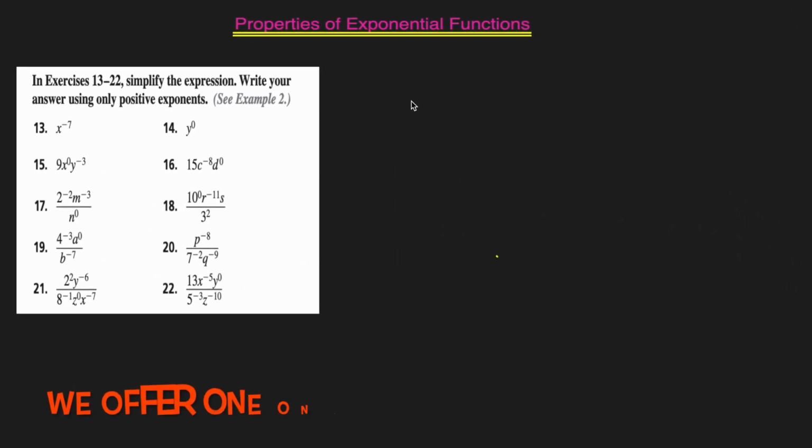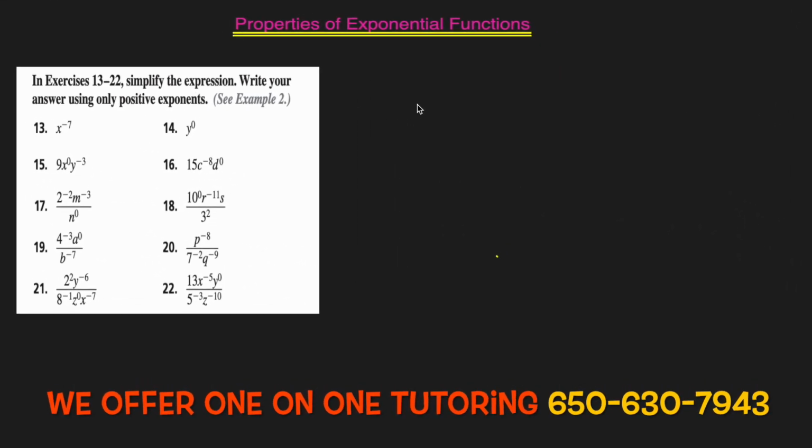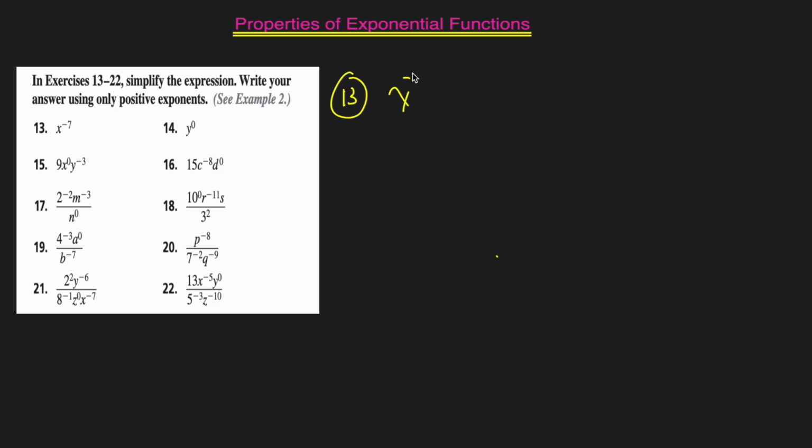This exercise tells us to simplify the expression and write only positive exponents. So problem number 13, I have x to the negative 7. To make this positive, it has to go in the bottom. A negative exponent represents a positive exponent in the bottom, or a fraction. Number 14, y to the 0. Any number or any variable to the 0 is 1.